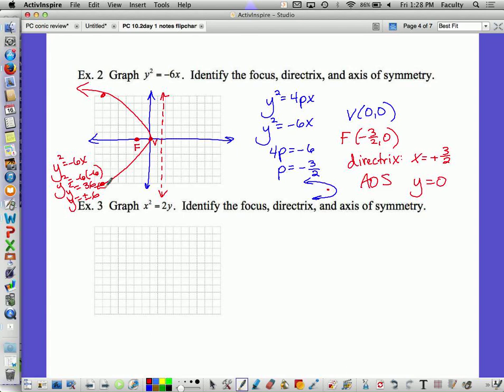Now let's double check our work. I identified the vertex, the focus, the directrix, the axis of symmetry. It happens to be the x-axis there. Okay?